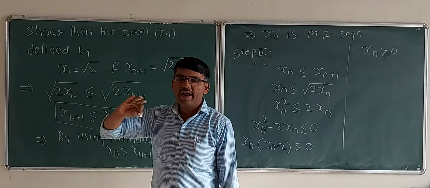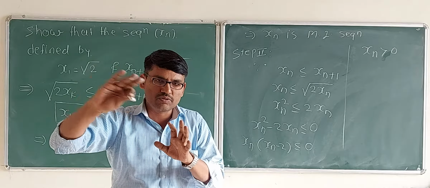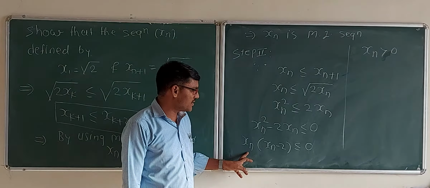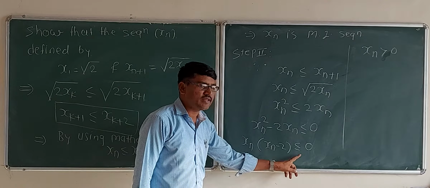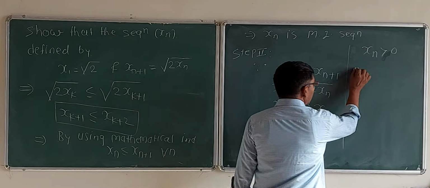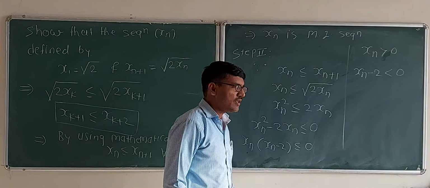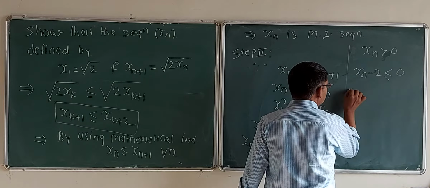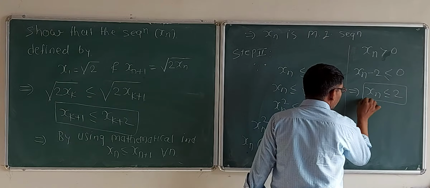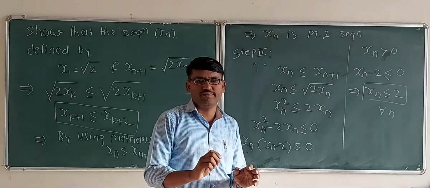x1 is root 2, and it is a monotonically increasing sequence. Means what? x2 is also greater than 0, x3 is also greater than 0. So each term is greater than 0, and the product of these two terms being less than or equal to 0 means what? xn minus 2 should be less than or equal to 0. But what does this imply? xn is less than or equal to 2, for every n. Means xn has an upper bound.